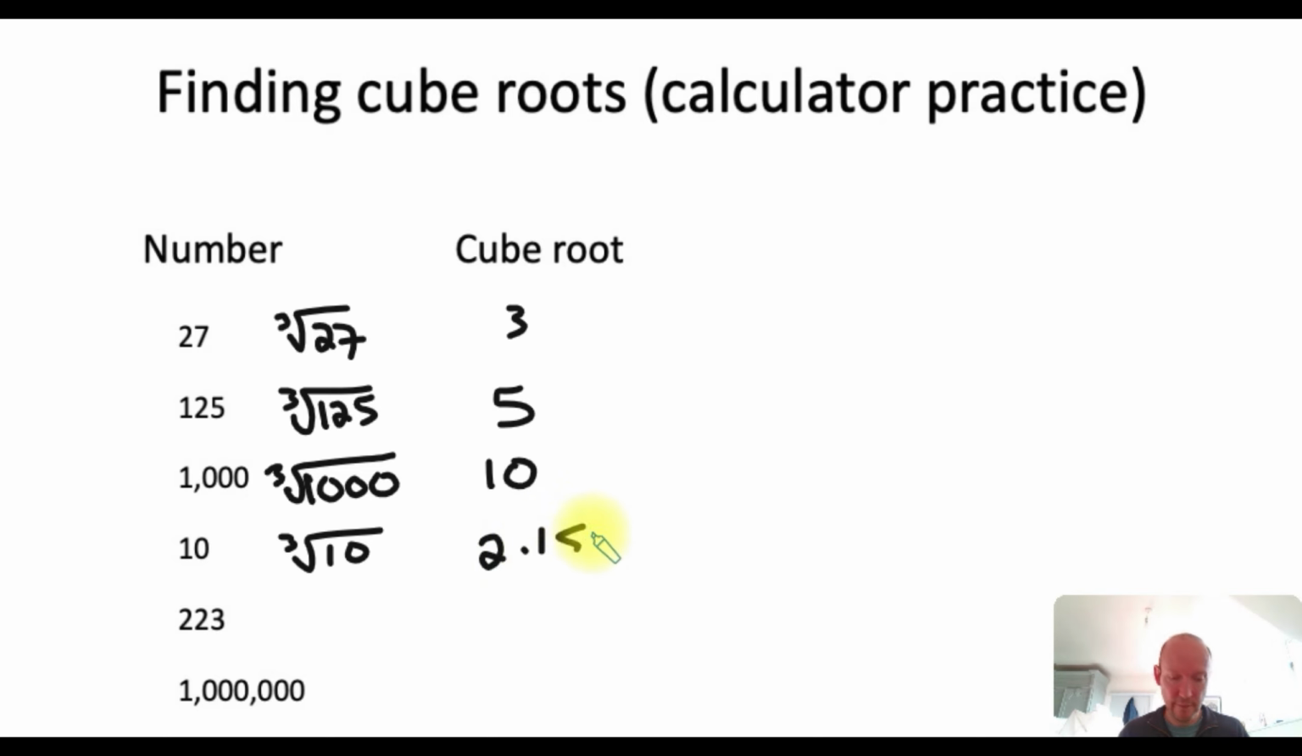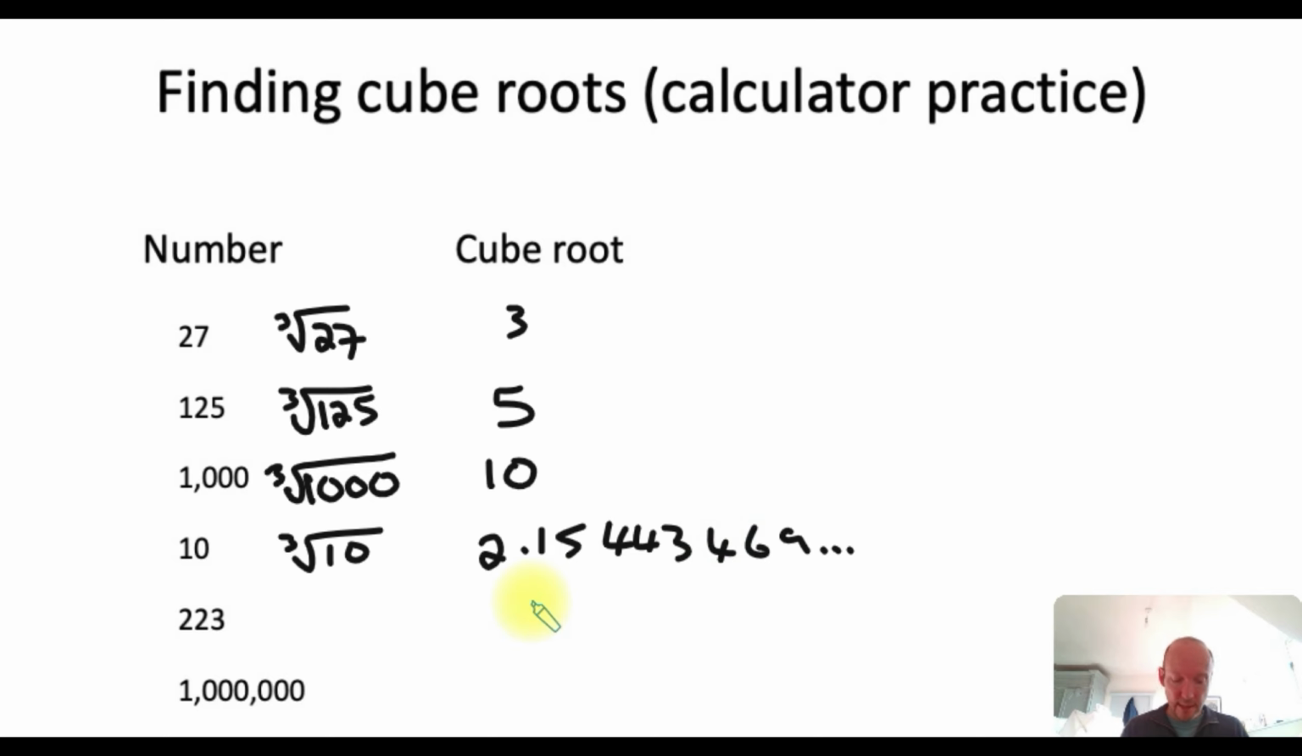So I get 2.15443469. Again, that will carry on literally forever, but that will be as much as we would need. And then you just need to see what the question says in terms of rounding that number. Again, typically 1, 2 decimal places, something like that.